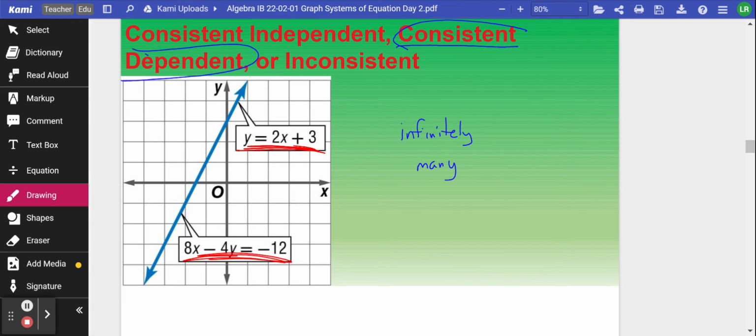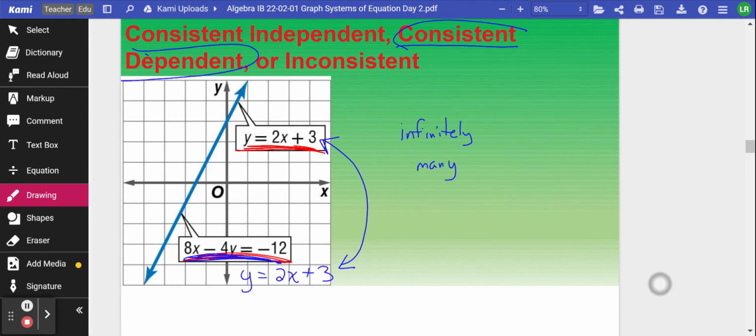And these are actually the exact same slope-intercept form. If I solve this second one, I'm going to get y equals 2x plus 3 in slope-intercept form. So notice they have the exact same equation in slope-intercept form. That's why they're one on top of the other, but it's infinitely many. And so those are the three basic types.